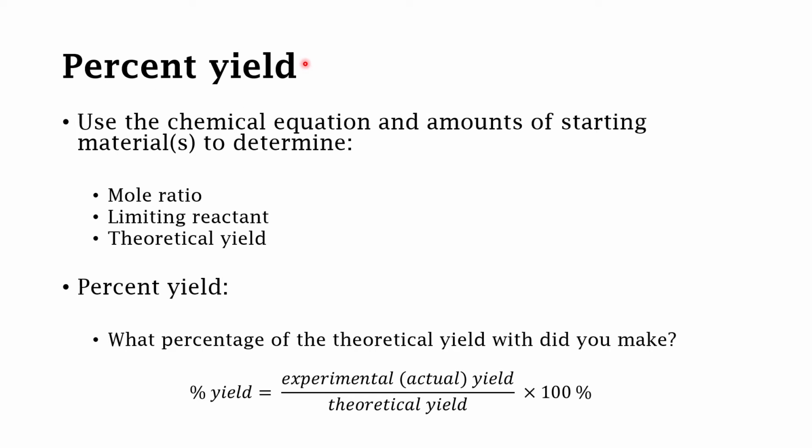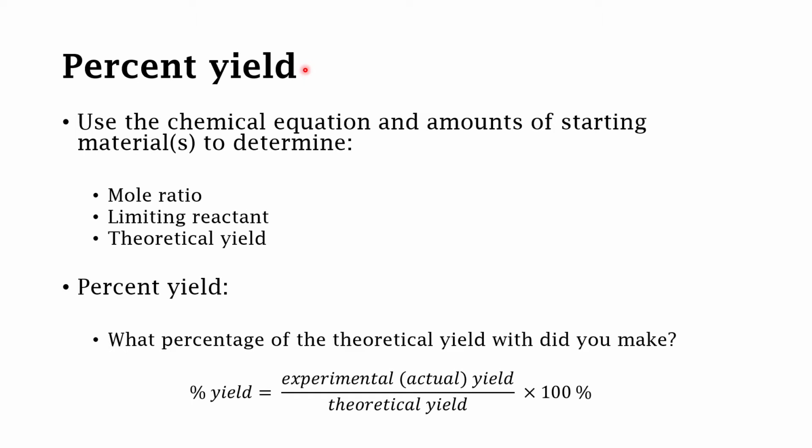Percent yield is something that we often calculate in the organic chemistry lab when we do a synthesis experiment. That is an experiment where we are transforming one or more starting materials into a new product. And percent yield is then a way of expressing how efficient that synthesis was. What percentage of the maximum yield did you get?